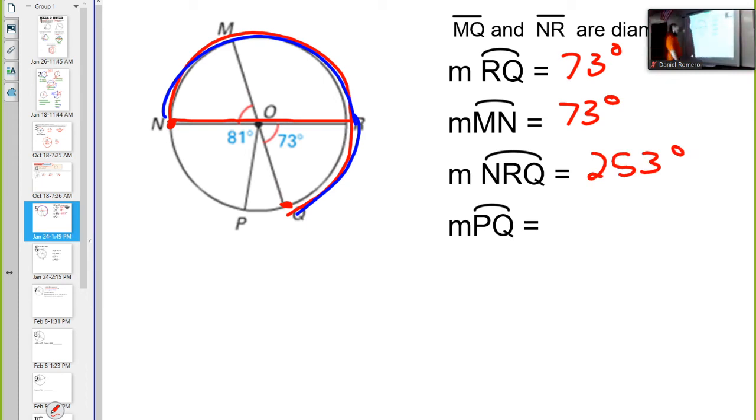It's possible, yeah. Especially in geometry, a lot of times there's more than one way to get to where you're trying to get to. Absolutely. All right, Ryan. Now it's your moment to shine. PQ, minor arc. Little amount of degrees. How many are there? How did you get it?